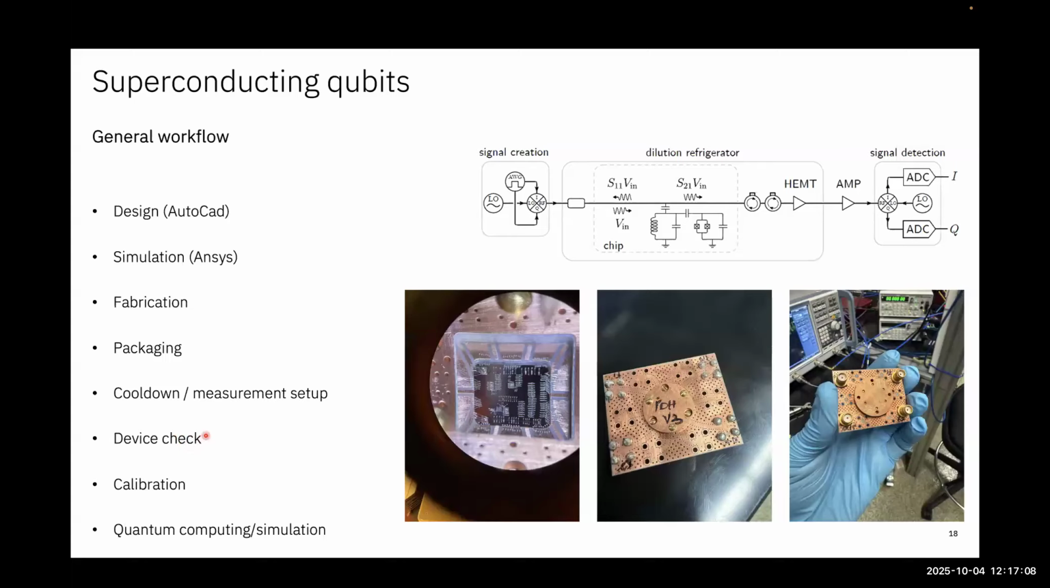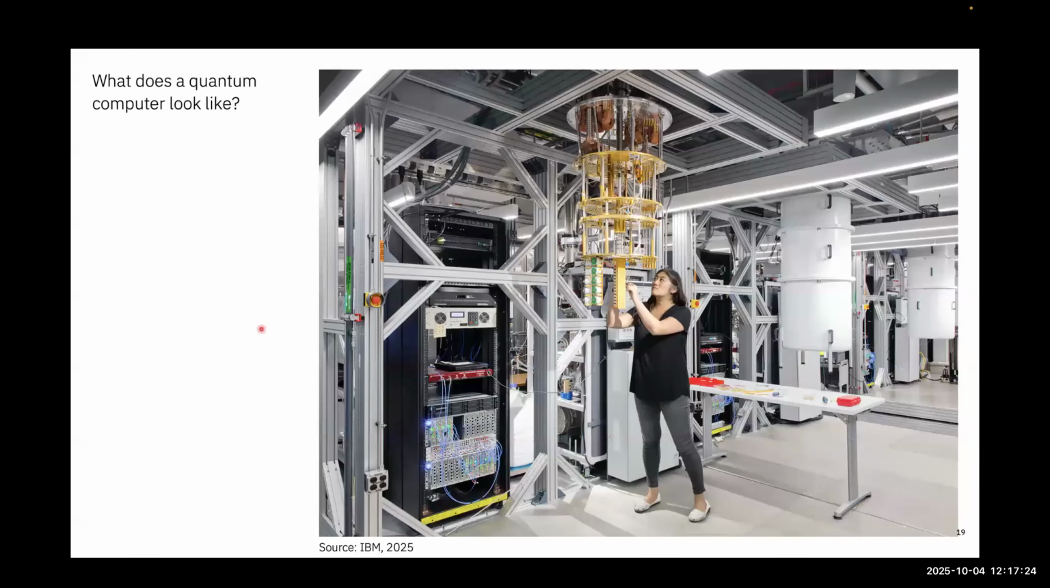So after you cool down, you see that your device is working, then you calibrate to get the frequency, the pulses. Then after you have everything, you can now run your simulation. You can now run your computation. So that's a general workflow for superconducting qubits.